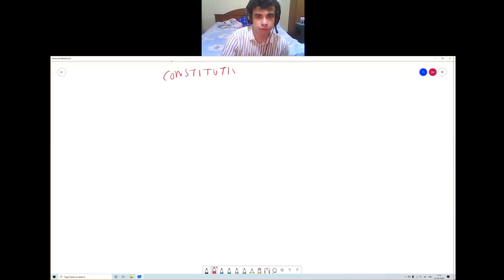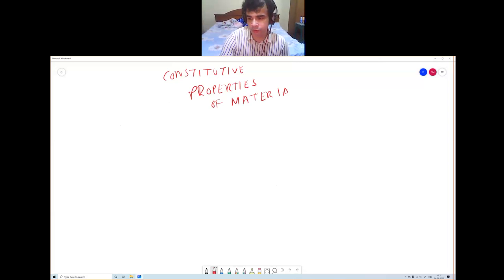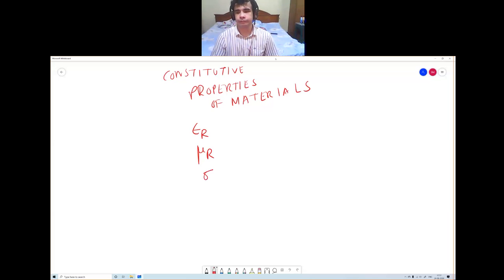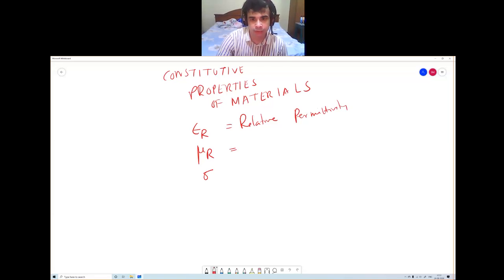Constitutive properties of materials. We will do only the EM properties of materials. There are three. We are concerned with only three. First one is epsilon r, second one is mu r, and third one is sigma. What is epsilon r? It is the permittivity. Second is mu r, that is relative permeability. And what is sigma?